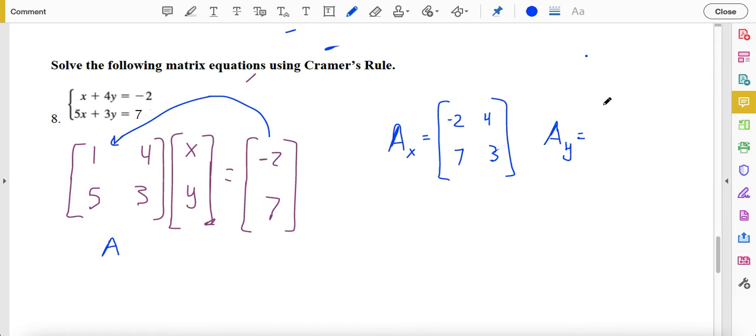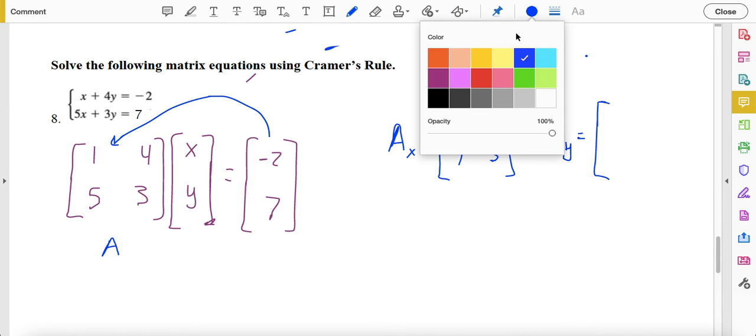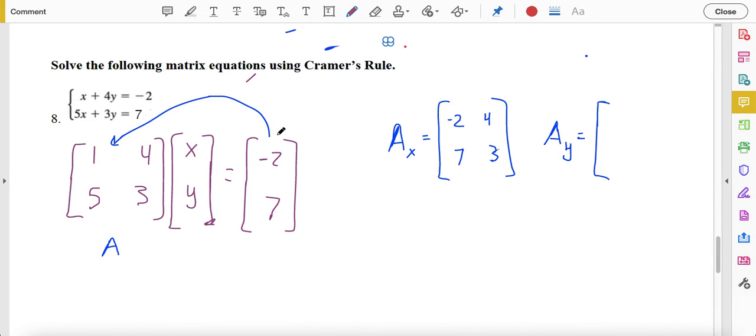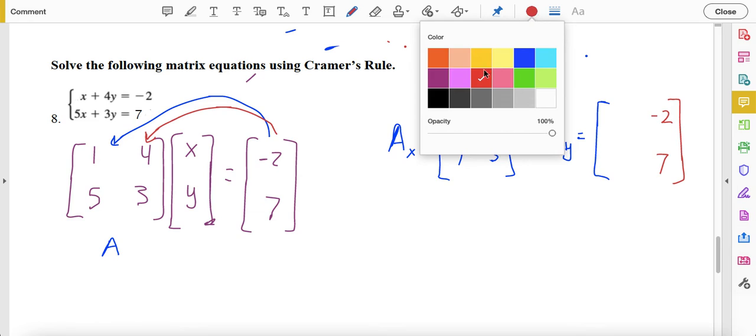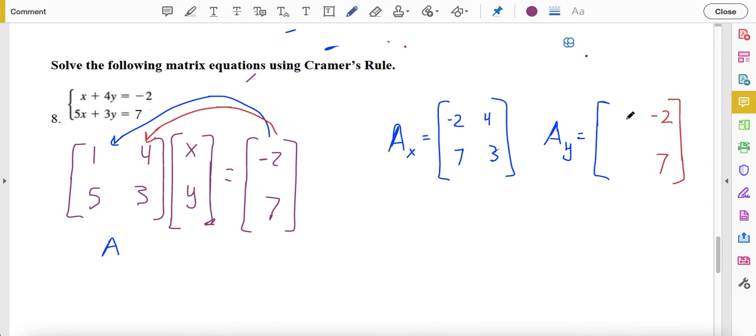All right, so AY, we do the same thing, but instead of replacing the x column, we replace the y column. So I'll change colors just to make it simpler. So -2 and 7 is going to go in for the 4 and the 3. So the second column is going to be -2 and 7. And the first column is still going to be what it was before, which was 1 and 5. So unchanged.